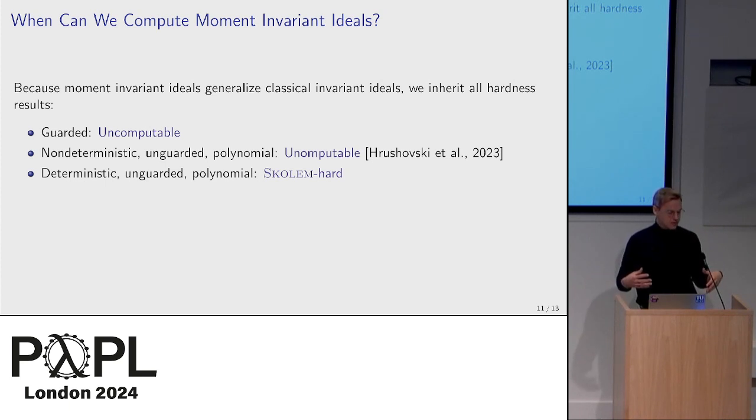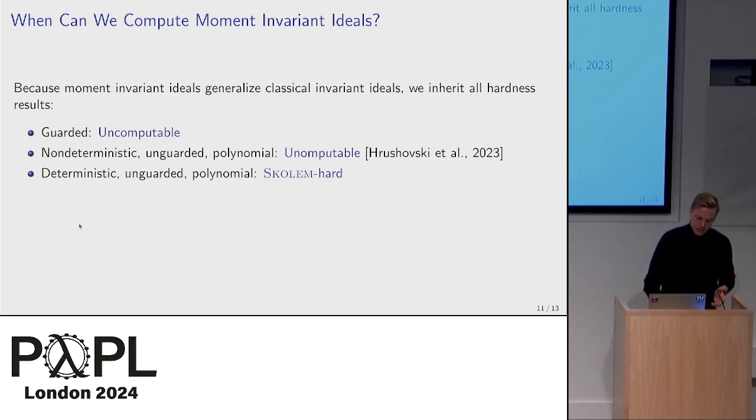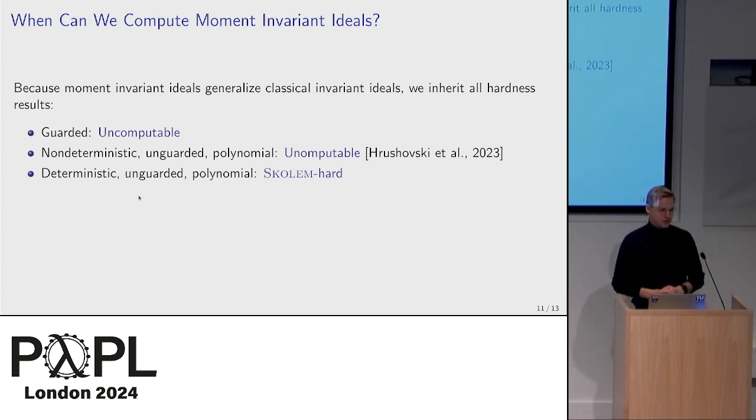And because moment invariant ideals are a generalization of classical invariant ideals, we immediately inherit all the hardness results. Right? So if we have a single if statement in your loop body, you're uncomputable. But also this new hardness result that we showed for classical programs: if you have polynomial arithmetic and probabilistic choice, you are immediately Skolem-hard.